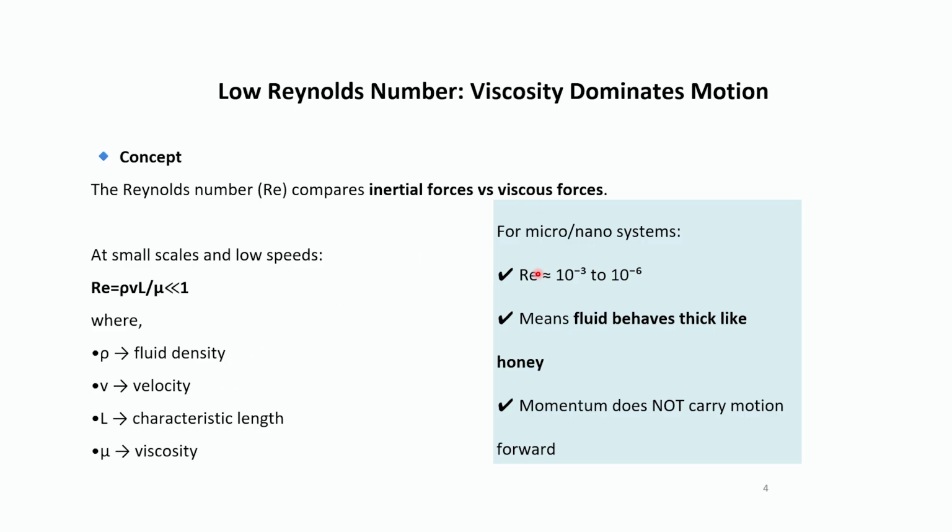So for micro nano systems, Reynolds number is equivalent to 10 to the power minus 3 to 10 to the power minus 6. It comes in this range. So it means fluid behaves like thick honey. Okay, so when Reynolds number is very very less, it means that viscosity is very high and your fluid is going to behave like honey. So momentum does not carry motion forward. Whatever momentum that is acting on your bot, it is not going to carry that bot forward. That bot will not be able to move.